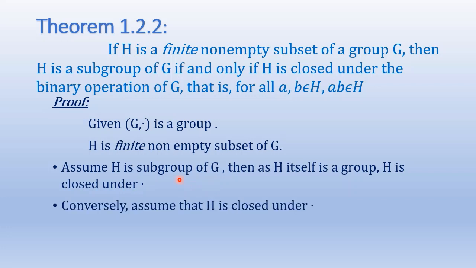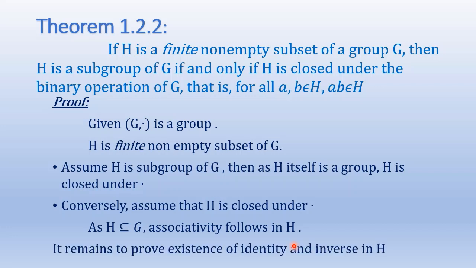Conversely, assume that H is closed under the binary operation dot. Then we have to prove that H is a subgroup of G. As in the previous theorem, as H is contained in G, associativity follows in H. So it remains to prove the existence of identity and the inverse in H.